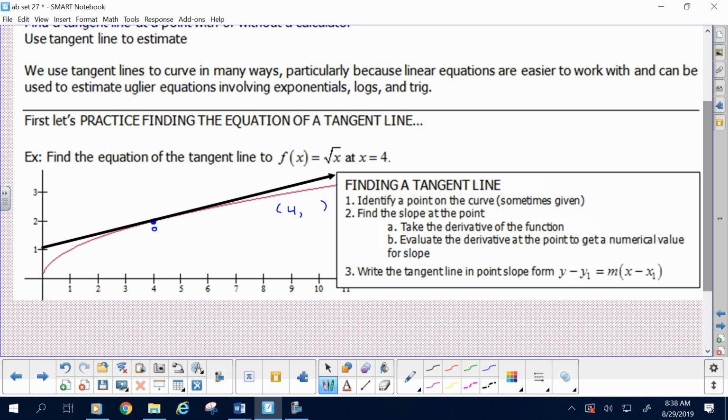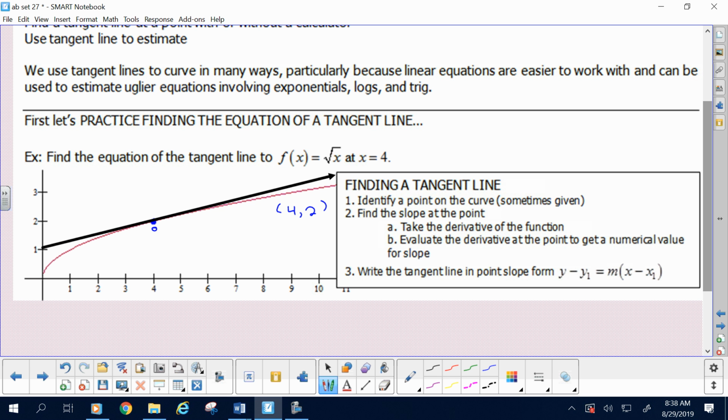Well, the x is 4 because that's where they said to draw the tangent. What's the y? 2, because the square root of 4 is 2. Cool? All right. That's one thing that will help us draw a tangent line. We know one point on the tangent line. Now we need the slope of the tangent line. I don't want to just try and eyeball it. I want to calculate. How do I find the slope of a tangent line?